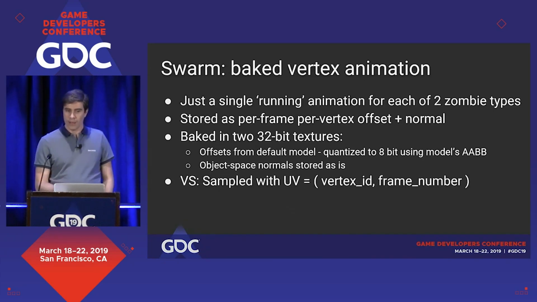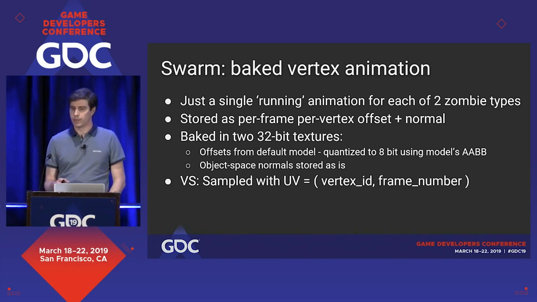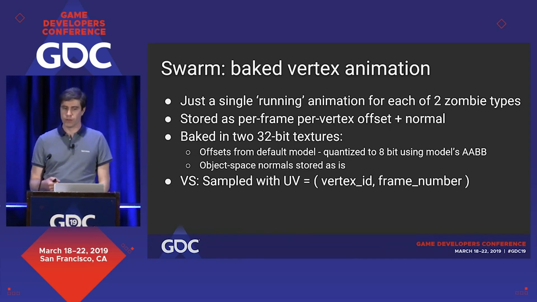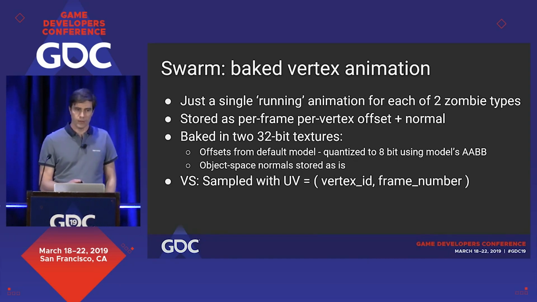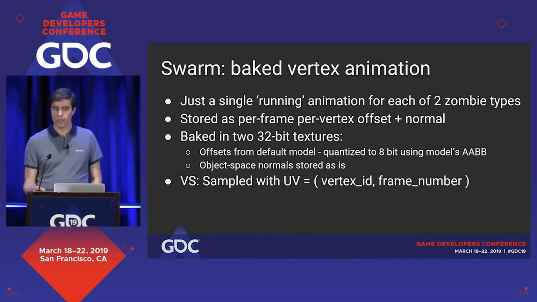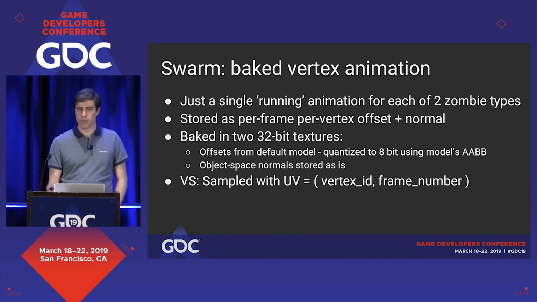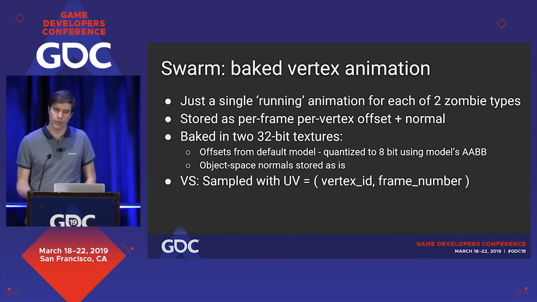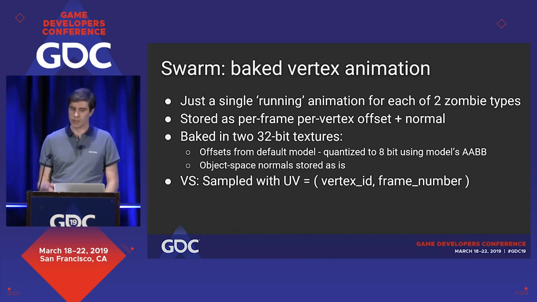So then we bake vertex animation for those zombies. So essentially, how do we do that efficiently? We limit ourselves to just one single running animation, because it's a zombie swarm, it's running in the distance, it's running somewhere, and you don't really get to see this running animation.